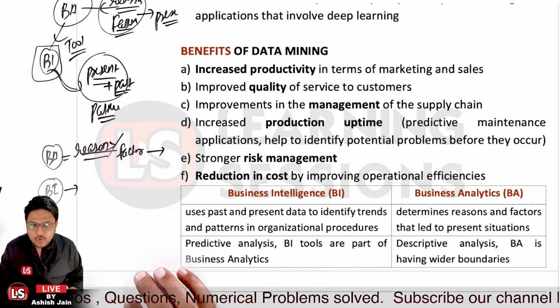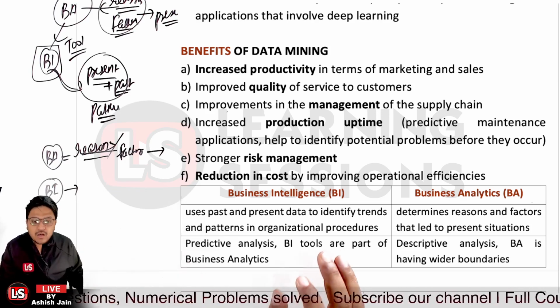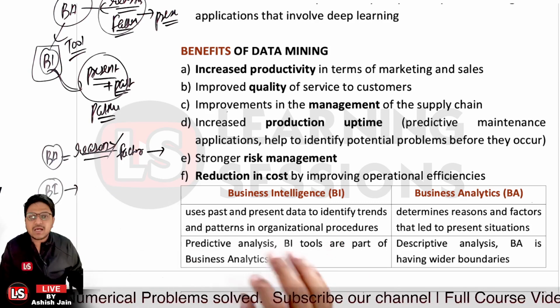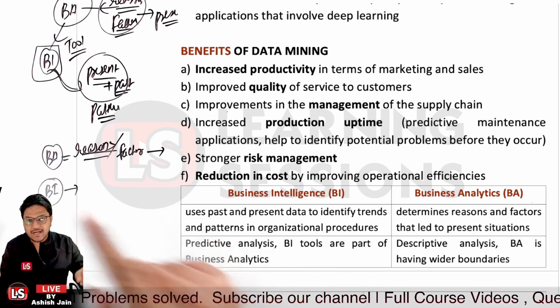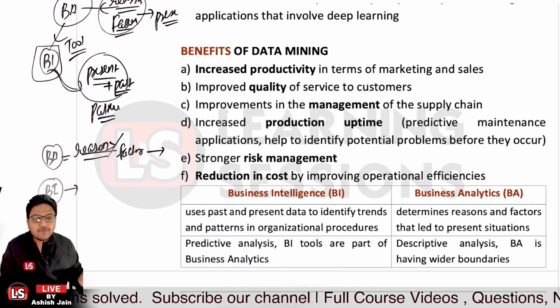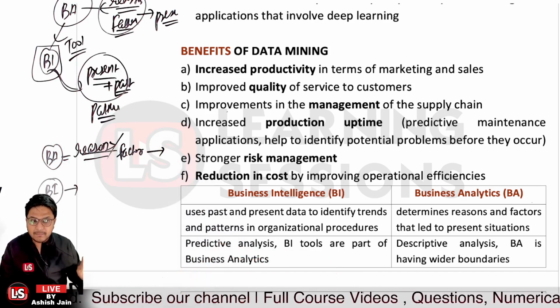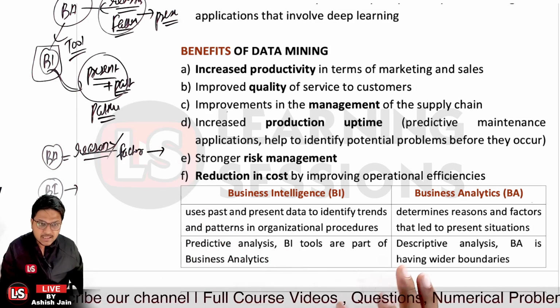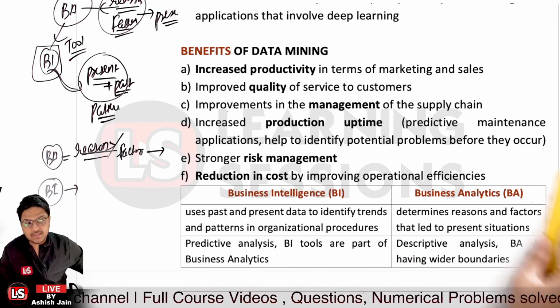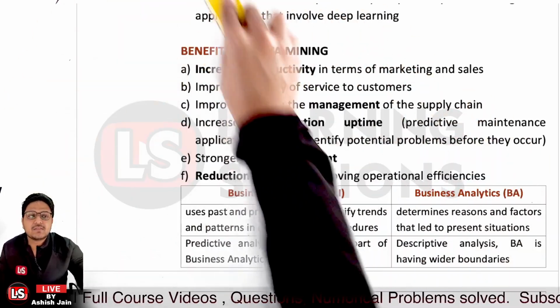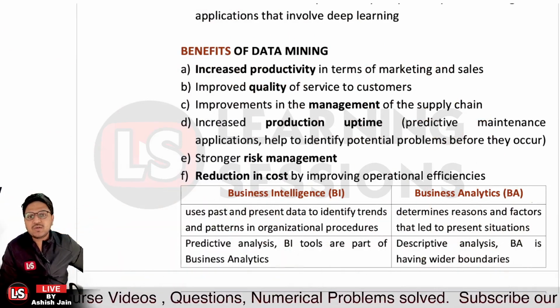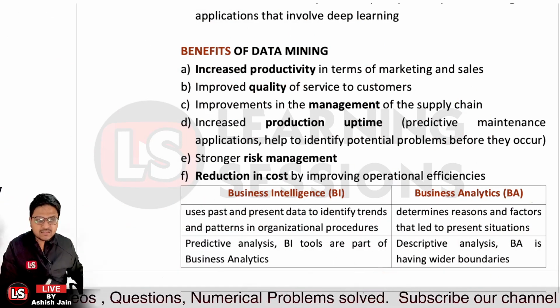The second one is related to predictive analysis, where BI tools are part of business analytics. That's why I told you that it's a subset of the same. And for descriptive analysis, BA, that is business analytics, has wider boundaries. So if we're talking about descriptive analysis, or about BA, they have a wider scope. That's the main point, right?